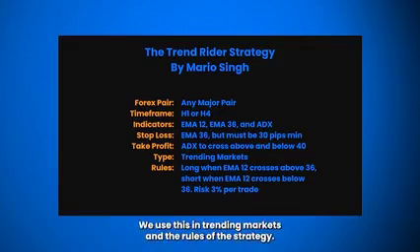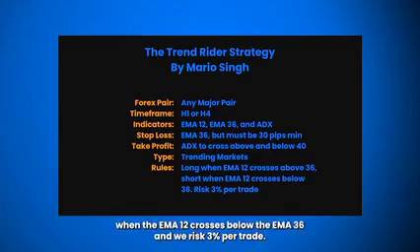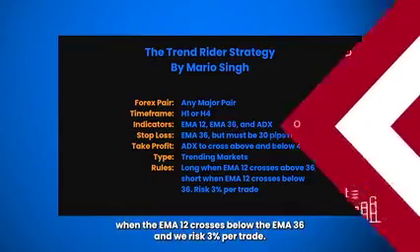We use this in trending markets, and the rules of the strategy: we go long when the EMA 12 crosses above the 36, and we go short when the EMA 12 crosses below the EMA 36, and we risk 3% per trade.